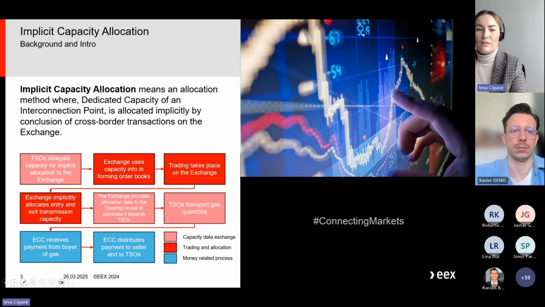But in general, if you are familiar with power markets, it's something similar to market coupling and what they do with connecting power markets across Europe. Not to go into very much detail, just a few words.